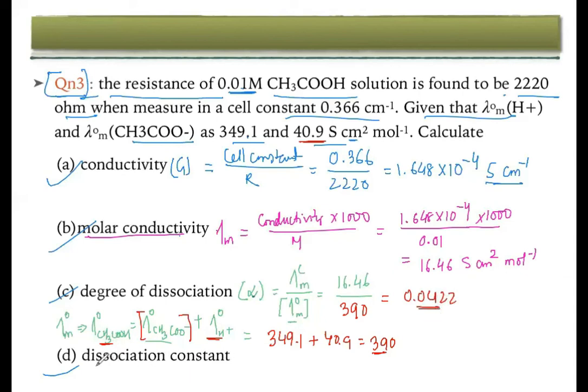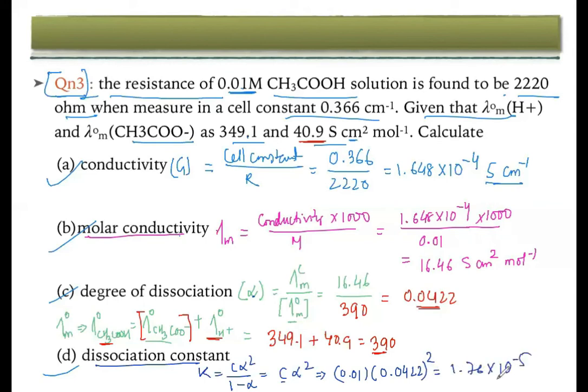Next one, dissociation constant. So K is equal to C alpha square over 1 minus alpha. As we know, applying the approximation, 1 minus alpha is equal to 1, so we can write C alpha square. The concentration is given as 0.01, alpha we have calculated as 0.0422, squared. Just solve this value, we will get 1.76 into 10 to the power minus 5.